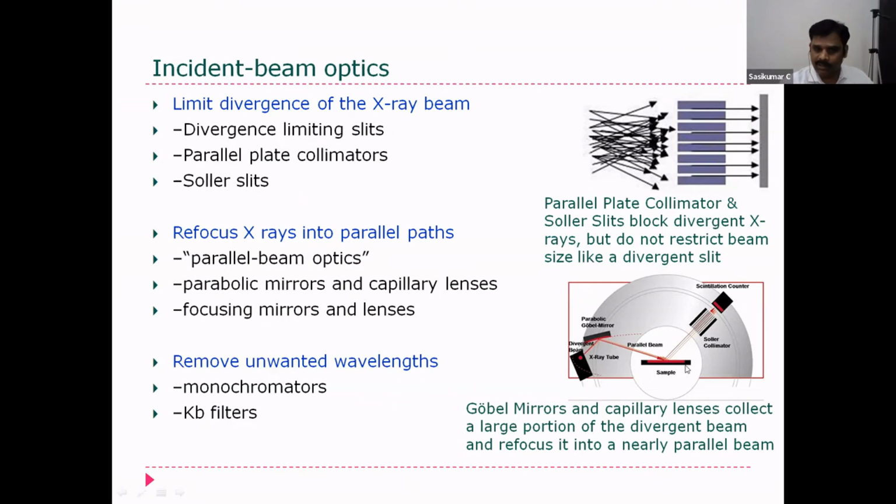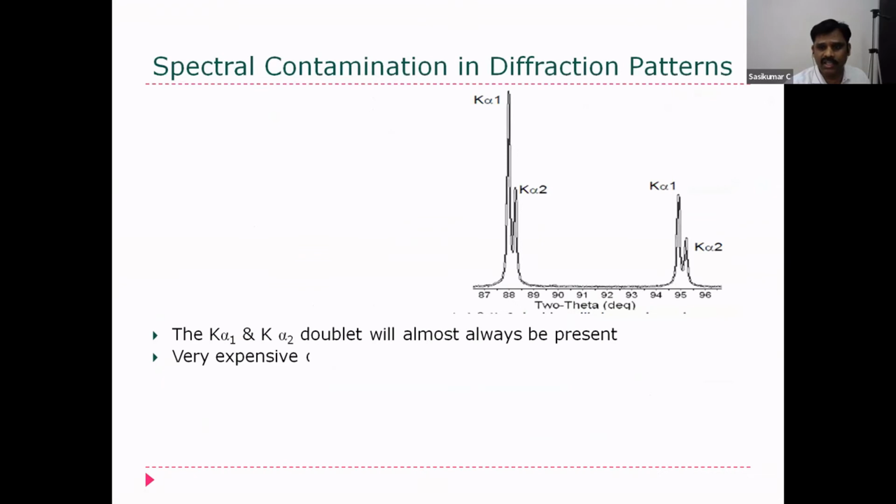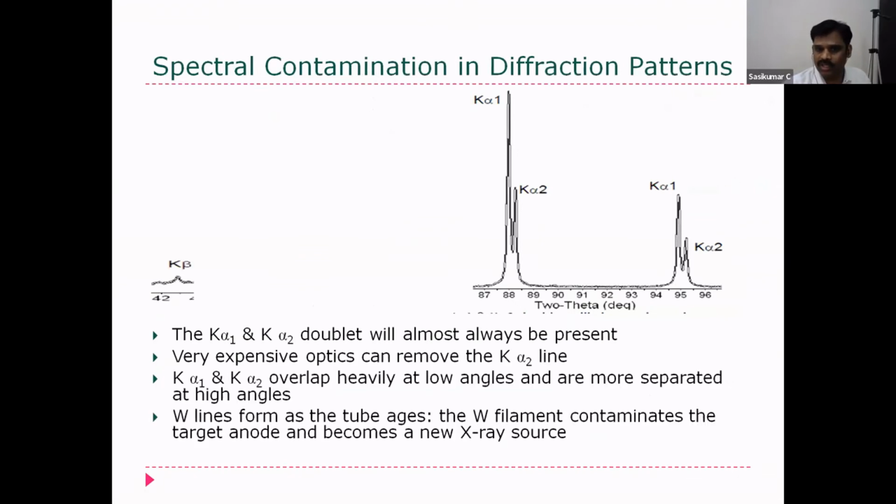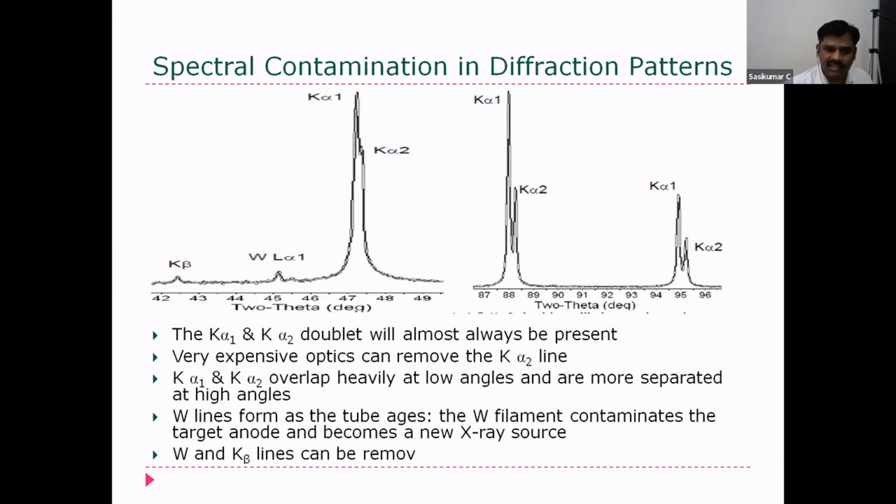Usually it is parabolic mirrors, so you can make the beam fall on your specimen. Another important thing is that we are going to remove unwanted wavelengths. As we said, we have K beta, K alpha 1 and K alpha 2. It is relatively easy for us to remove K beta, whereas it is really difficult to remove K alpha 1 and K alpha 2, because the difference between their energies is very, very low. So K alpha 1 and K alpha 2 separation is really difficult.